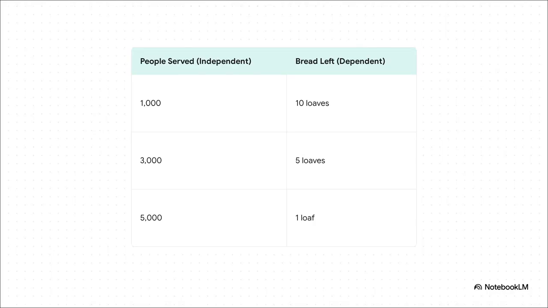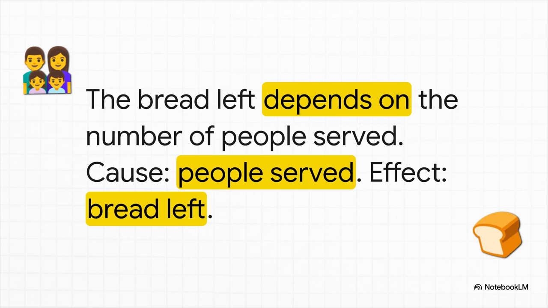Okay, one more. The story of feeding the 5,000. Now check out this data. When 1,000 people are served, there are 10 loaves left. When 3,000 people are served, there are only 5 loaves left, and so on. The relationship is just as clear. And there it is again, that same exact phrasing. The amount of bread that's left over depends on how many people have been served. So the number of people is the cause, our independent quantity. And the bread left over, that's the effect, the dependent quantity.